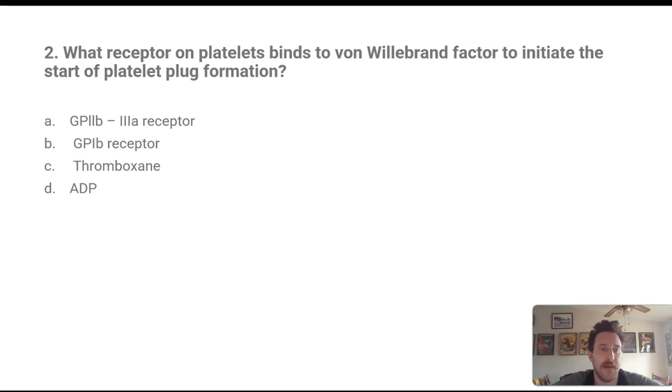Question 2: What receptor on the platelets binds to von Willebrand factor to initiate the start of platelet plug formation? The right answer here is going to be choice B. It's the glycoprotein 1B receptor. The glycoprotein 2B3A receptor is where platelets bind to each other, not von Willebrand factor, with the help of fibrinogen. And thromboxane and ADP are the various chemicals that assist with platelet aggregation.